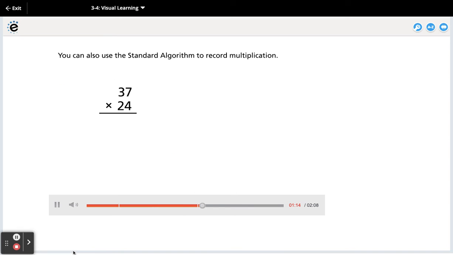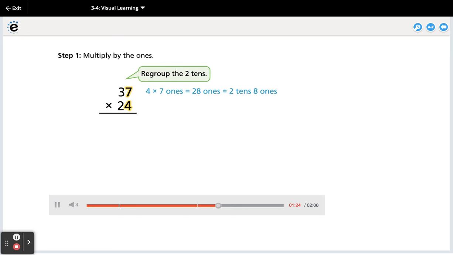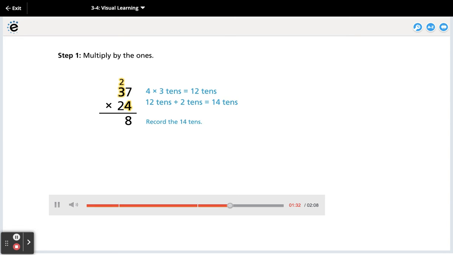You can also use the standard algorithm to record multiplication. Step 1. Multiply by the ones. Regroup the two tens. Record the eight ones. Record the 14 tens.